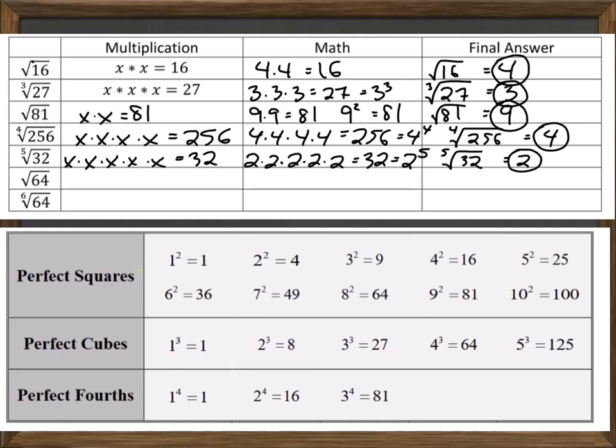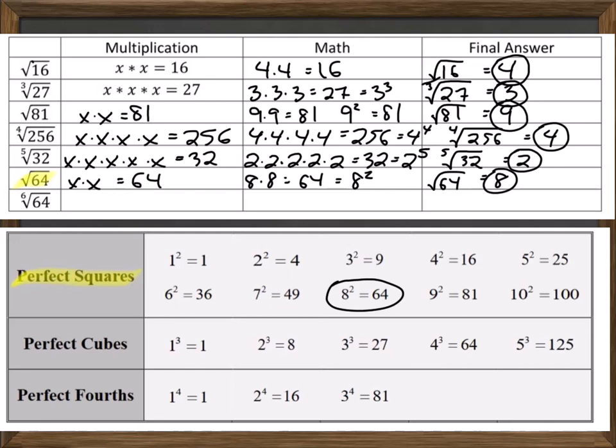Okay, the next one is the square root of 64. So what we're saying is that there's some number times itself is going to give us 64. So since it's a square root, we're back to our table, perfect squares, and we can see that 8 squared is 64. In other words, 8 times 8 is 64, or 8 squared is equal to 64. So our table does help us in this example, and we can write the square root of 64 is equal to 8. That's our final answer.